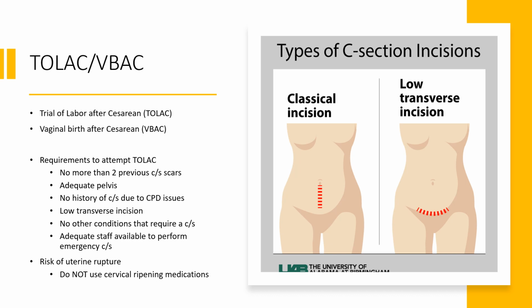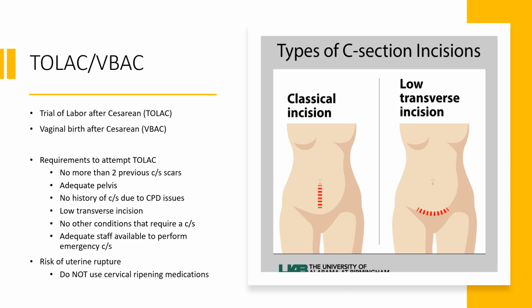This information, TOLAC and VBAC, is from Chapter 10, but I thought it tied in better here with Chapter 11, C-section care. After a patient has a C-section, and she gets pregnant again, there is a chance she could try to have a vaginal delivery after that C-section. So we have 2 different acronyms here: TOLAC and VBAC. TOLAC stands for Trial of Labor After a Cesarean, and VBAC is a vaginal birth after a cesarean.